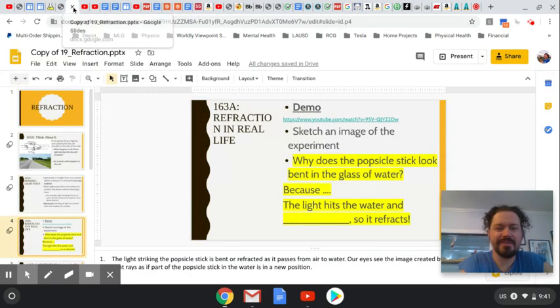Okay, so coming back. So why does the popsicle stick look bent in the glass of water? Well, because the light hits the water and slows down, and so it refracts.